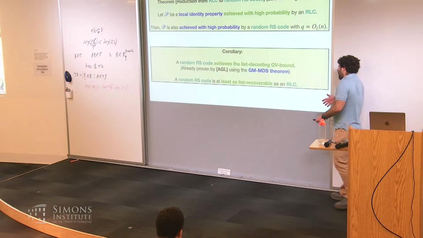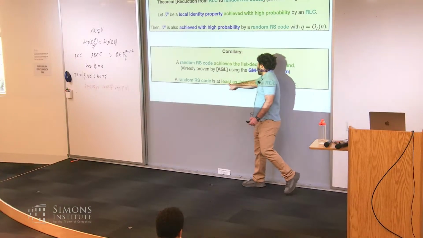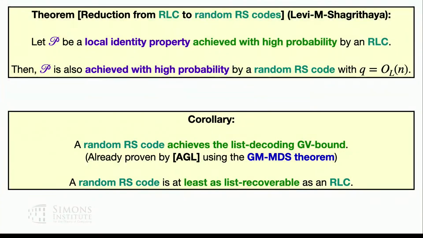Okay. And we also get that a random Reed-Solomon code is at least as list recoverable as a random linear code. Now, there are many results, most of them with Mary's name on them, about list recoverability of random linear codes. We don't think we have the optimal one yet. But if one day we do, then that would also immediately apply to Reed-Solomon codes.